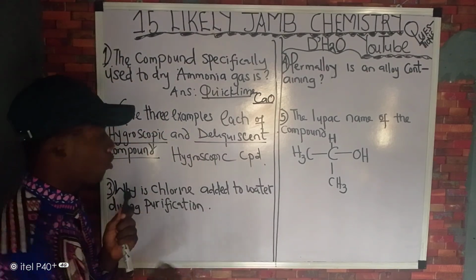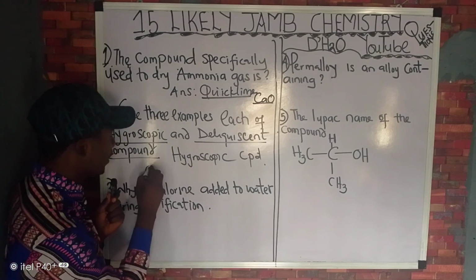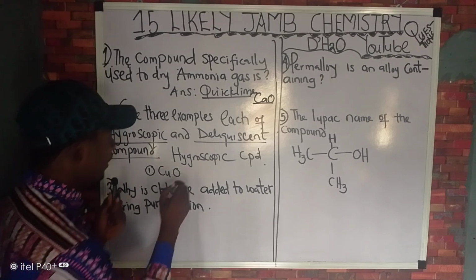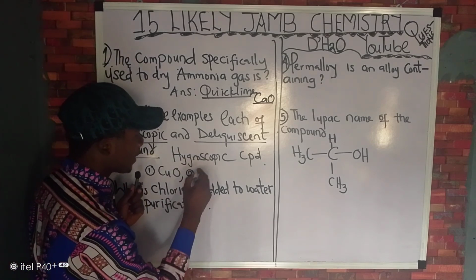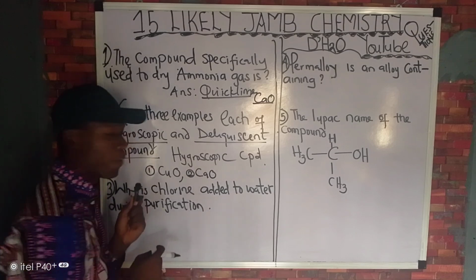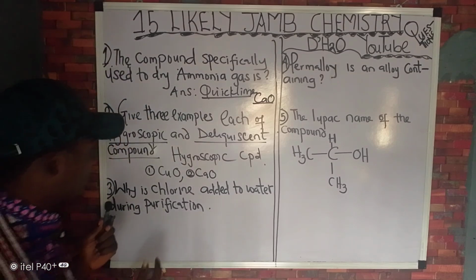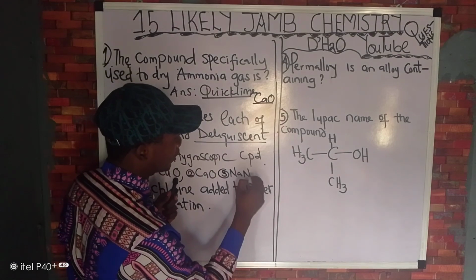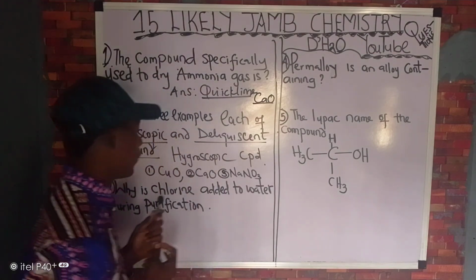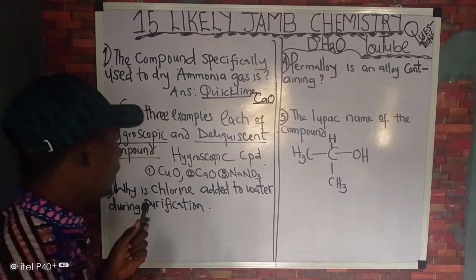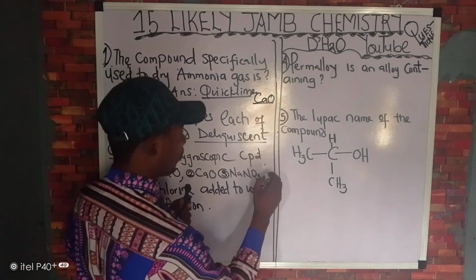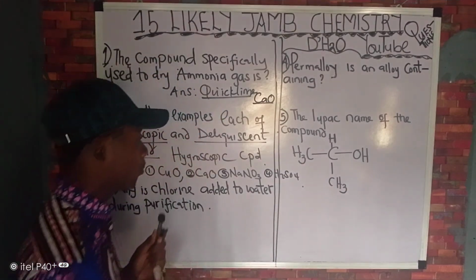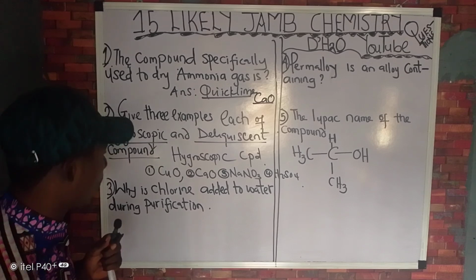And examples of hygroscopic compound are number 1, copper 2 oxide is an example of hygroscopic compound. Number 2, calcium oxide is an example of hygroscopic compound. Number 3, sodium trioxonitrate 5 is an example of a hygroscopic compound. Okay, even your H2SO4, number 4, your H2SO4 is also another example of hygroscopic compound.